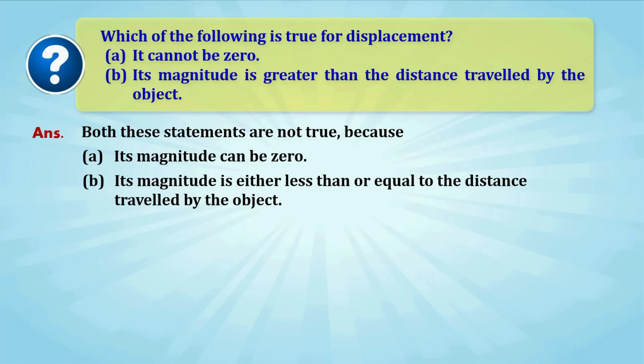Now look at statement B. The magnitude of displacement is never greater than the distance traveled. In fact, displacement is always less than or equal to the distance traveled. This is because distance measures the actual path, while displacement measures the shortest straight-line distance between the initial and final positions. Therefore, statement B is also incorrect. Hence, both given statements are not true.